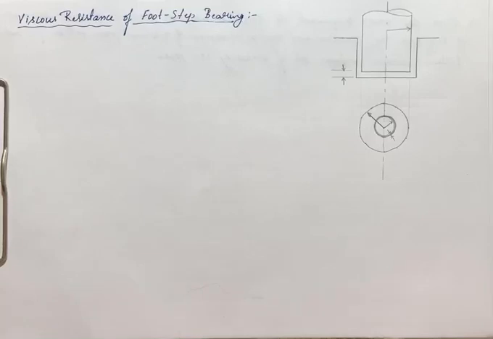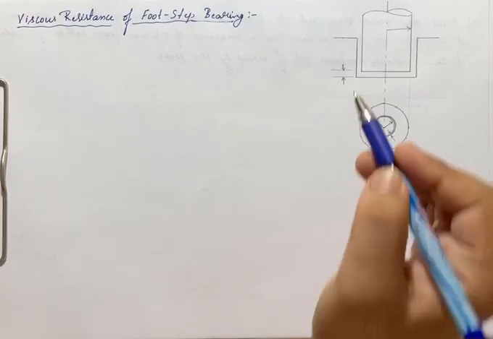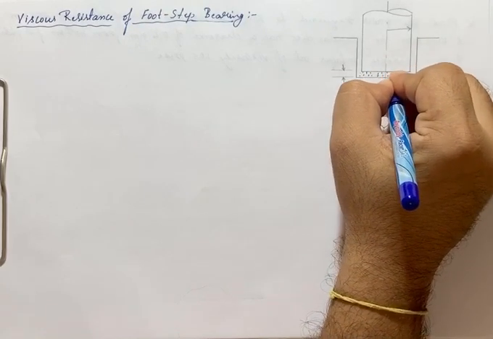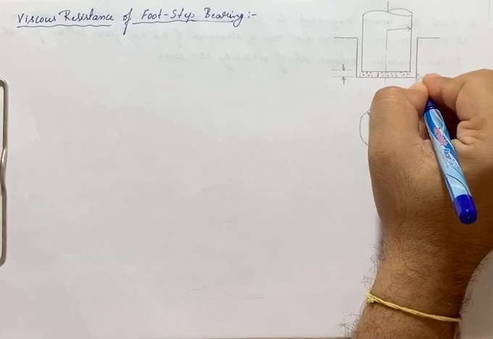In the previous video, we discussed the viscous resistance for a journal bearing. In this video, we will be discussing the power absorbed in a footstep bearing. This is the figure of a footstep bearing, that is, we have one shaft surrounded by the bearing.